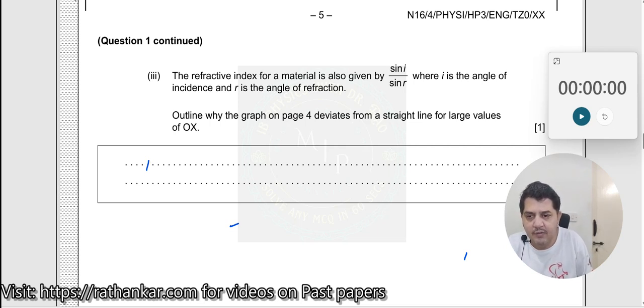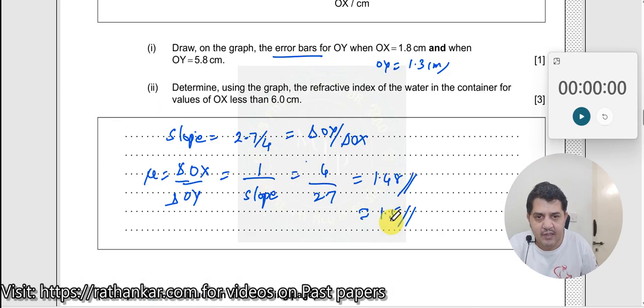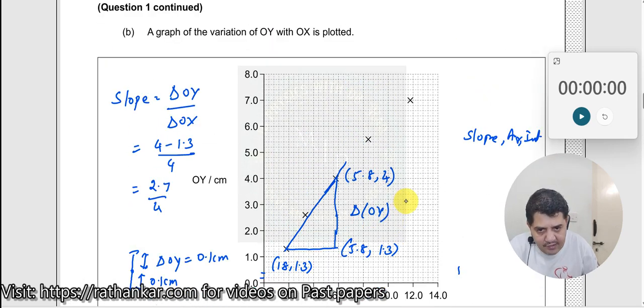Okay, we already know, I have already written that mu is equal to sin i by sin r. Outline why the graph on page 4 deviates from a straight line for larger values of Ox. For larger values of Ox, you see this graph goes like this over here, but the points are going like this. So what you are supposed to do is draw it like this. This should be the curve that is expected. So why does it change for larger values of Ox?